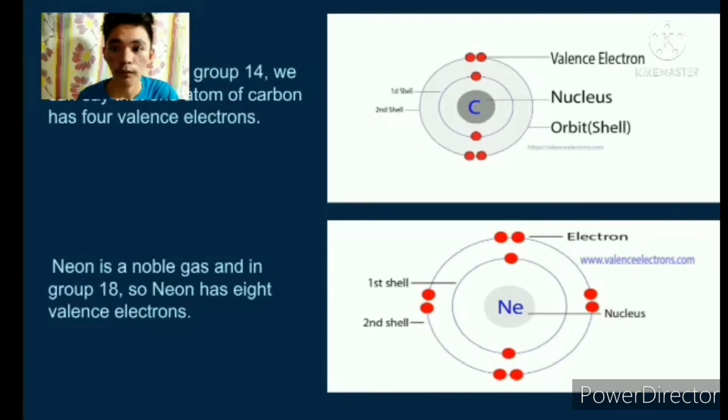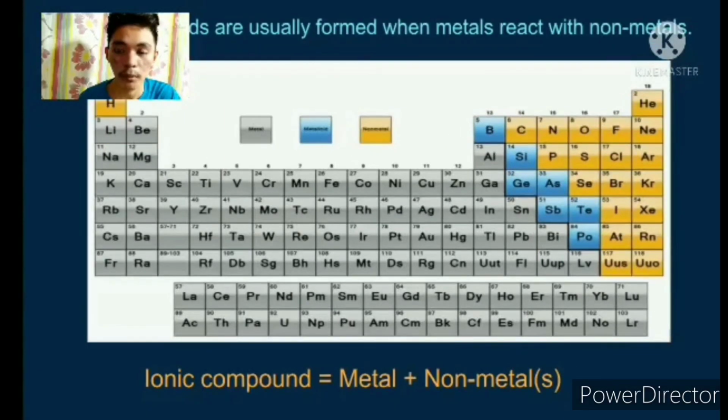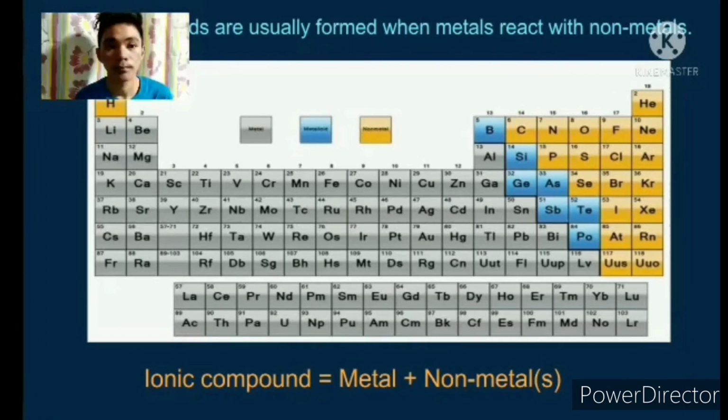Now that we know how to find the valence electron, let's now proceed to the Lewis dot structure of an ionic compound. So if we look at the periodic table of elements, the gray colored elements are metals, the blue colored elements are metalloids, and the yellow colored elements are non-metals. We can now determine which elements are metals and non-metals.